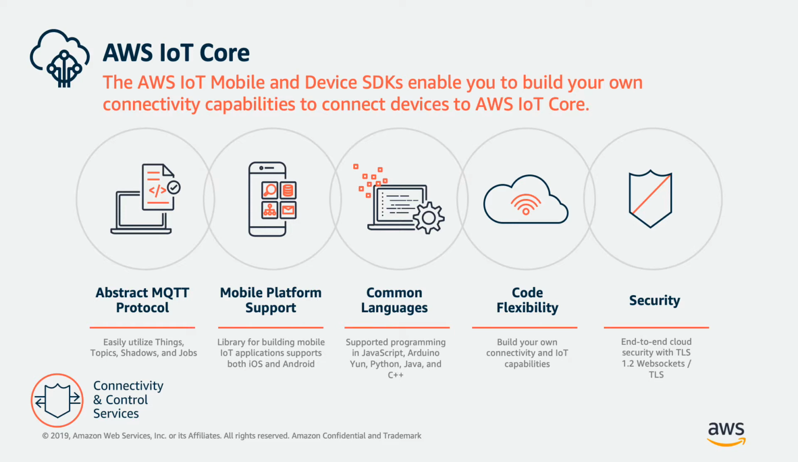There's also a library for building mobile IoT applications that supports both iOS and Android. You can get supported programming for things like your Arduino, the AWS IoT device SDK for embedded C, or the AWS IoT device SDK for C++. There's one for Java, JavaScript, and Python. So you can build your own connectivity and IoT capabilities, and you have that flexibility in your code.